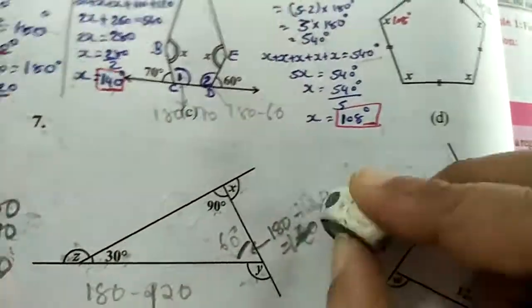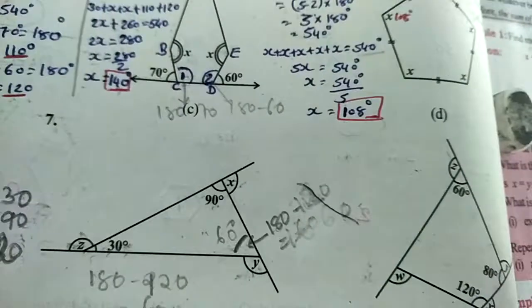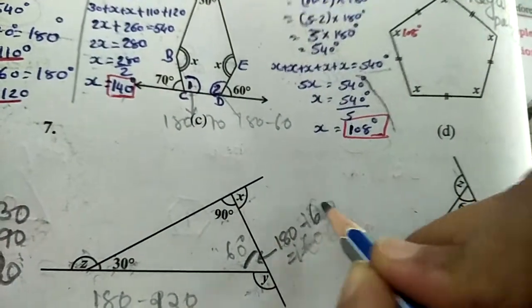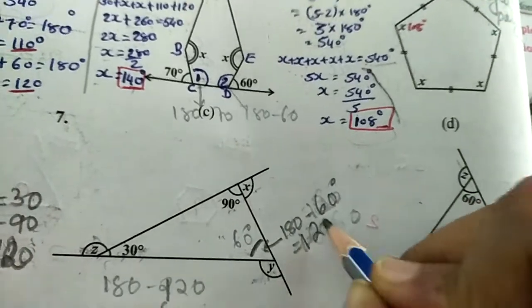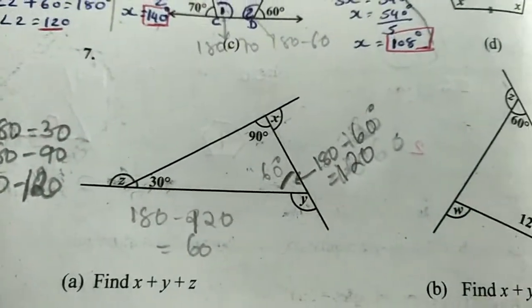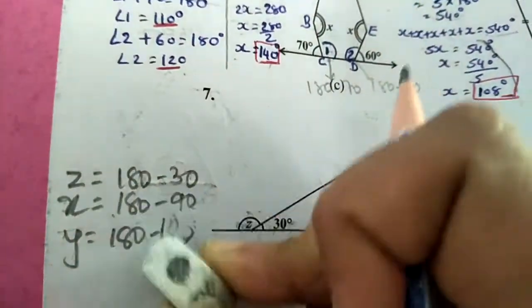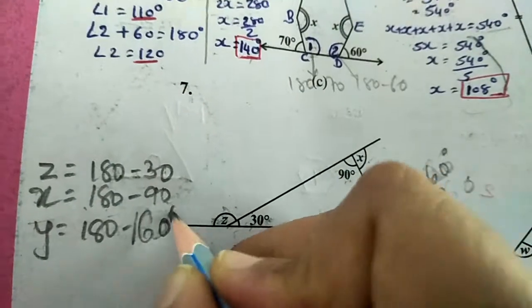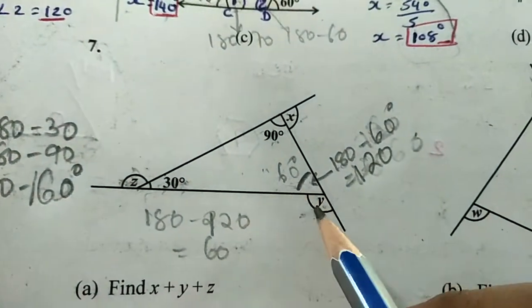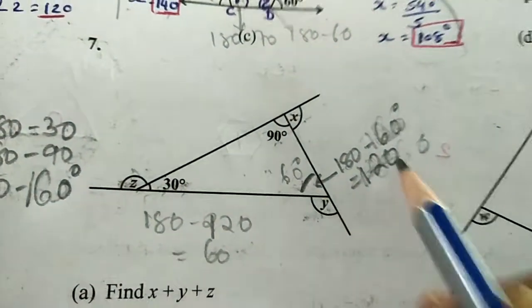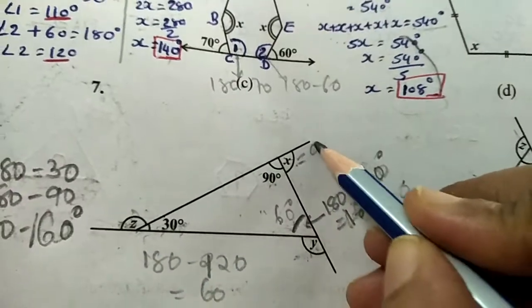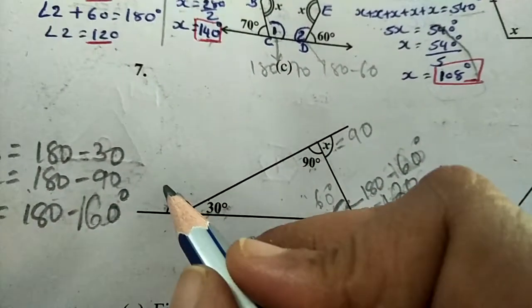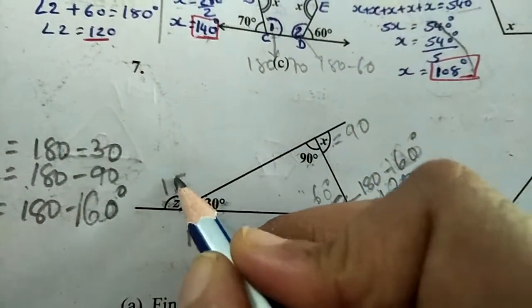Just let me erase this. This is 180 minus 60, that will be 120. Okay. x is equal to 180 minus 90, and y is equal to 180 minus 60. So this is 60, so 180 minus 60 is equal to 120. This will be equal to 90. This will be equal to 150.